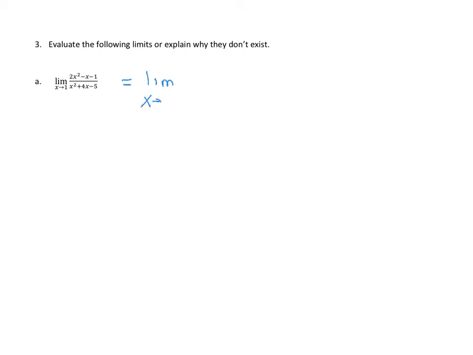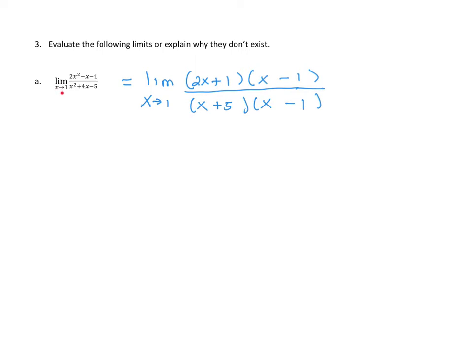So this is the limit as x approaches 1 of, in the top, you want to factor 2x squared minus x minus 1. And in the bottom, we want to factor x squared plus 4x minus 5. For the denominator, you have to have an x and an x. That'll be a positive 5 and a minus 1. In the numerator, you'd have to have a 2x and an x. I think we're going to have a minus 1 and a plus 1.